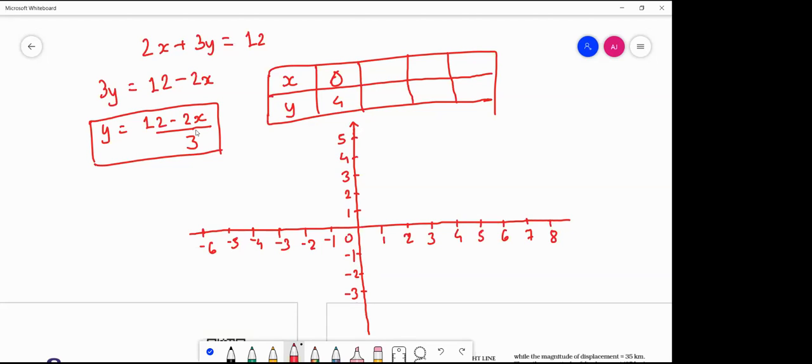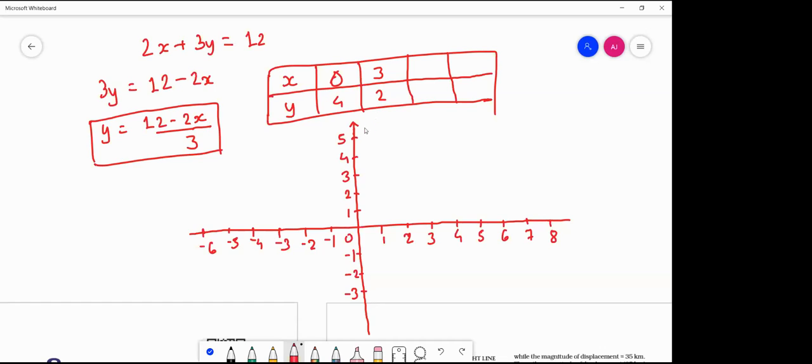Now if I put x equal to 1, so what will happen? 12 minus 2, 10, 10 by 3. But I will try to ignore the fractional values. I will try to get proper values, meaning integral values. So let us put x equal to, let us say, 3. So 2 3s are 6. 12 minus 6 will be 6 upon 3, which is equal to 2. So when x equal to 3, I got y equal to 2.